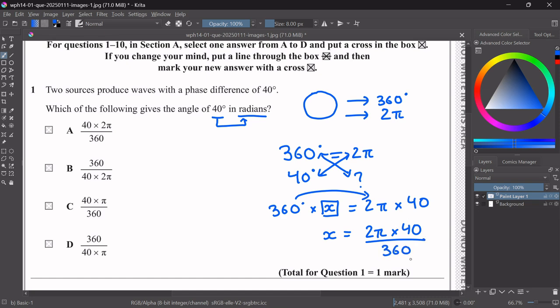So yeah, this is your answer, and let's check our options. So option A is correct. Let's check the other options as well for safety purposes. This is wrong, it's opposite, and this is also wrong because they didn't mention the 2 pi. Pi is like a half circle, so we don't want that. And D is also wrong because it's opposite and it also is just pi. We need 2 pi.